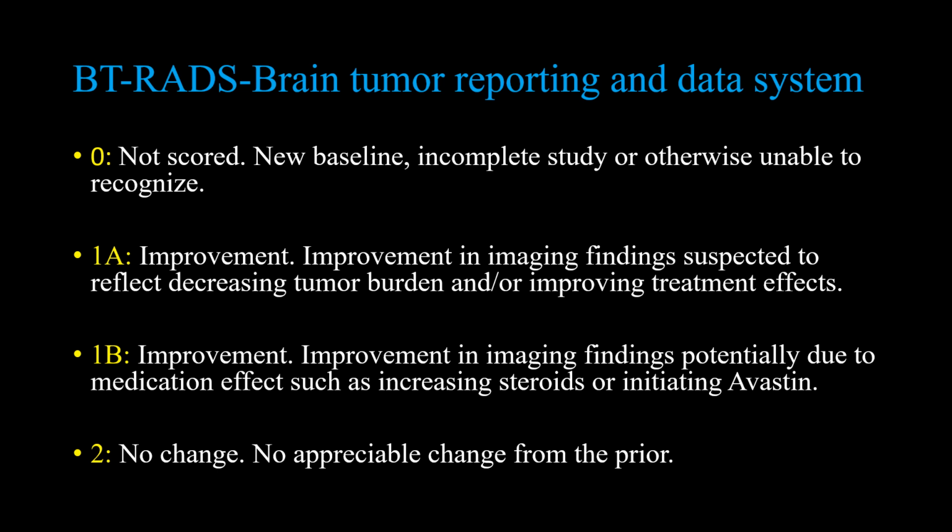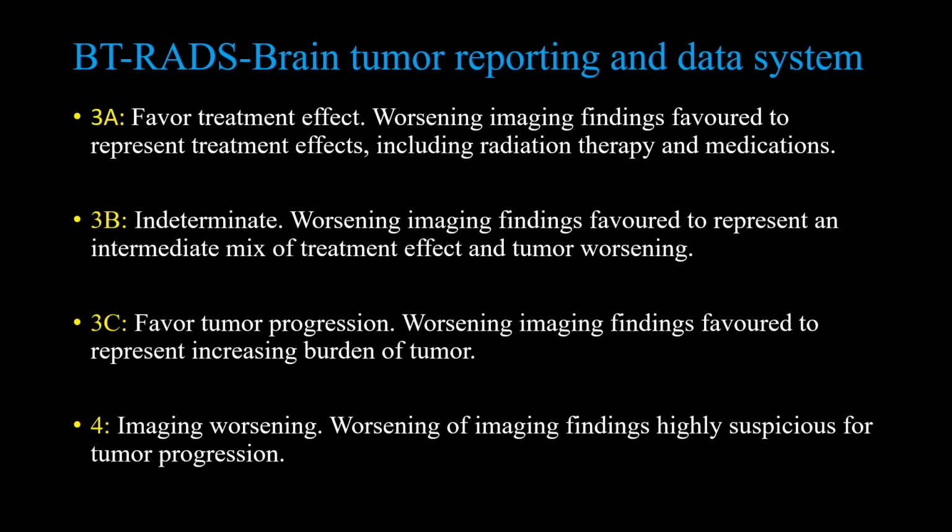A BT-RADS score of 2 indicates that there is no change compared to the prior. A BT-RADS score of 3 indicates worsening imaging findings. It is further subclassified into 3A, 3B and 3C. A BT-RADS score of 3A indicates that worsening imaging findings are due to post-radiation injury, as we have seen in our case. So our case gets a BT-RADS score of 3A.